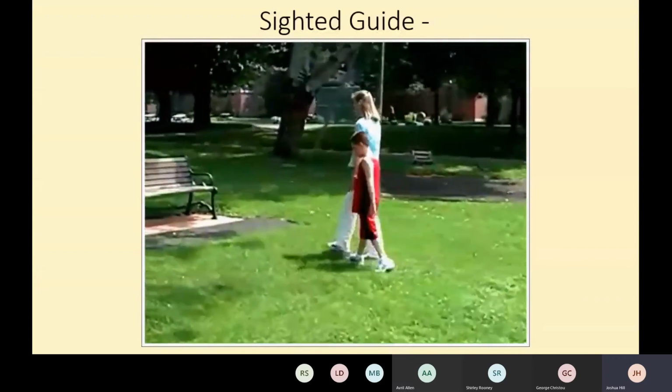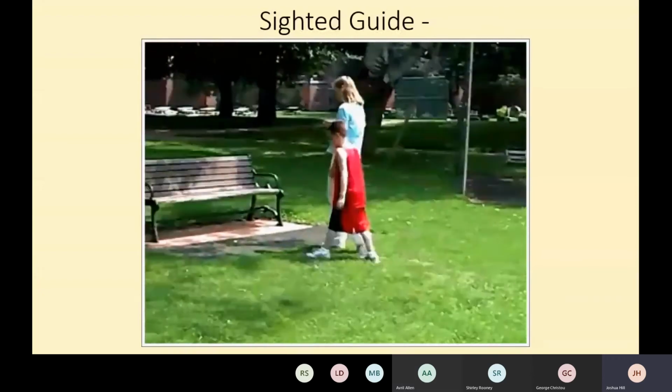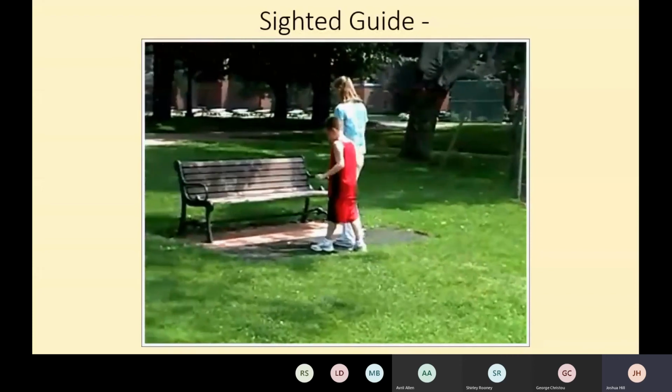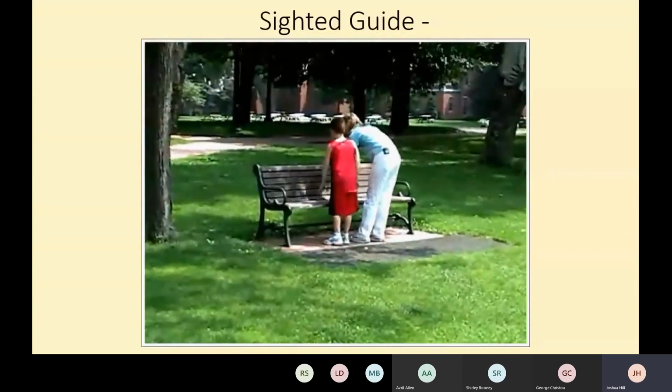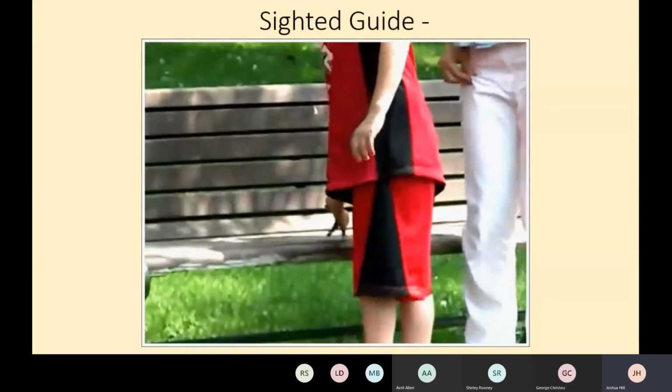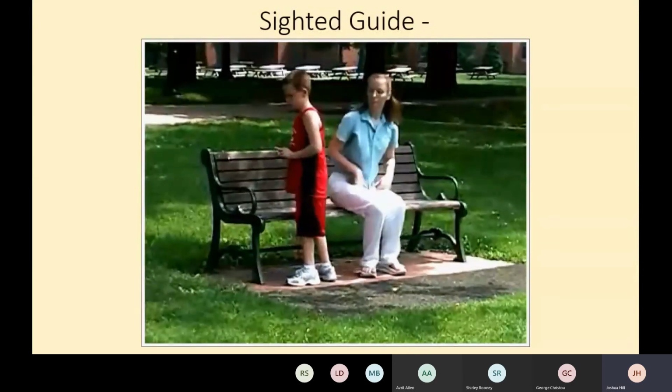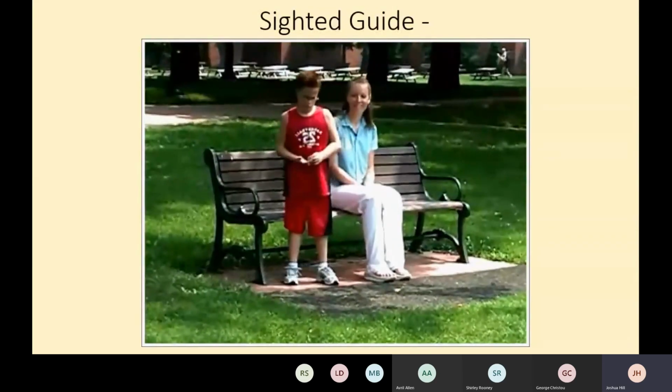When guiding someone to a chair or bench, approach the seat as straight as possible. The guide should put their hand on the surface of the seat. The student can follow the guide's hand to the surface and then turn around on their own to sit down.